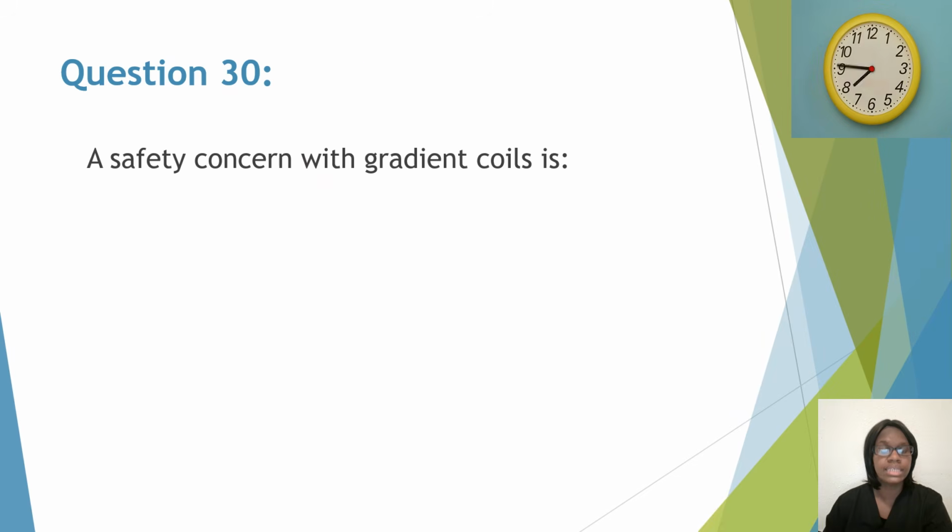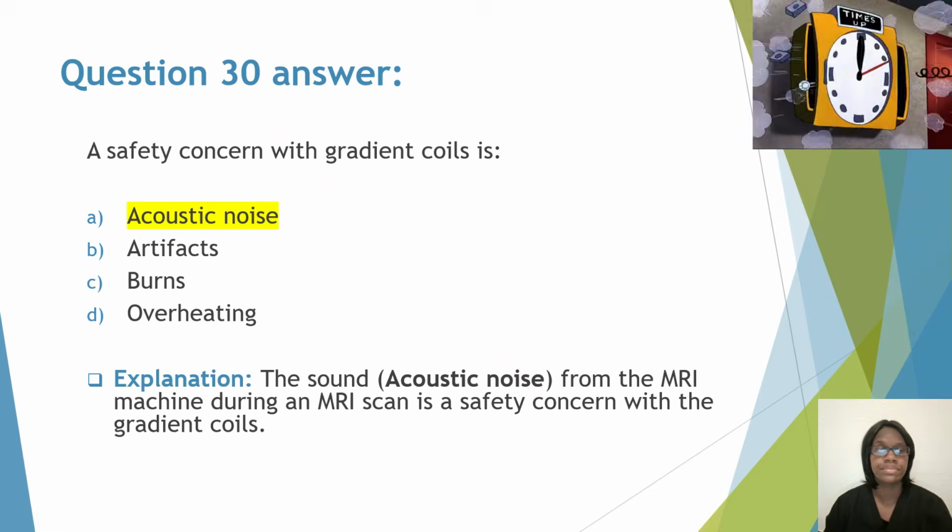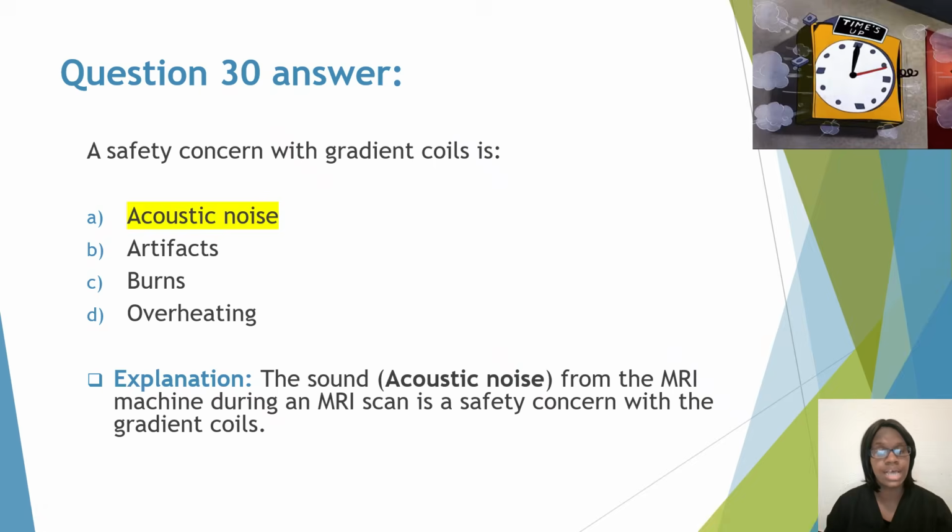Question 30. A safety concern with gradient coils is A, acoustic noise. B, artifacts. C, burns. D, overheating. All right, the correct answer is A, acoustic noise. So acoustic noise is sound. The sound from the MRI machine during the actual MRI scan is a safety concern with the gradient coils. That's why we always offer earplugs.